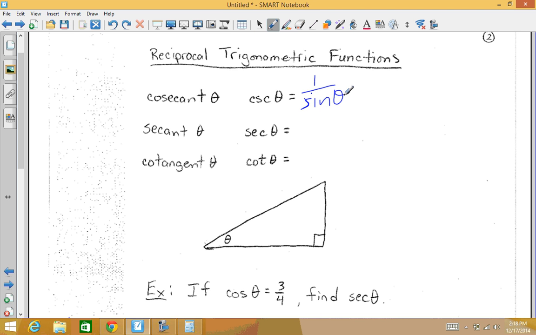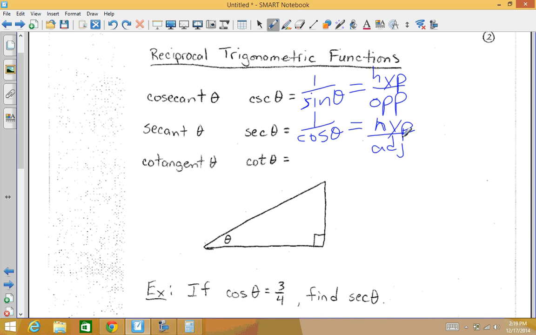of theta. Okay, so if we want to talk about cosecant in terms of sides, we would have to talk about it in the same terms that we talked about sine. Sine was opposite over hypotenuse, so the reciprocal of that would be hypotenuse over opposite. Secant's the reciprocal of cosine. So again, if you remember back, cosine is adjacent over hypotenuse. So this is hypotenuse over adjacent.